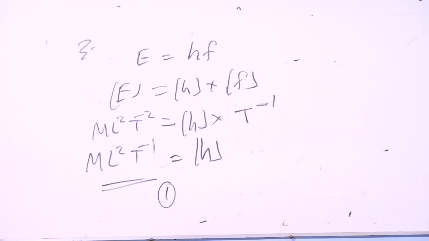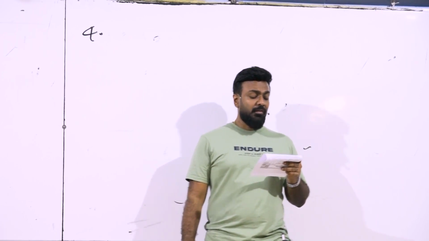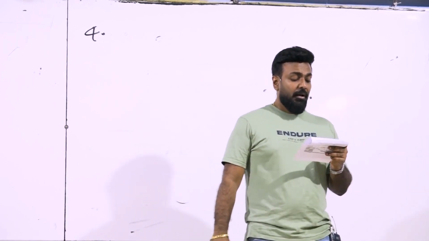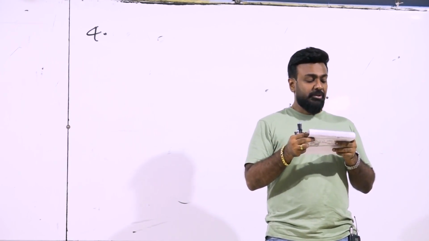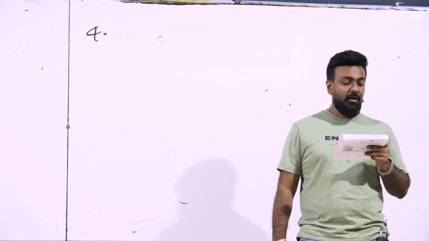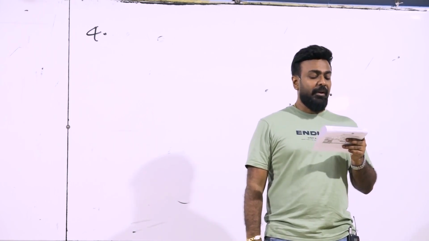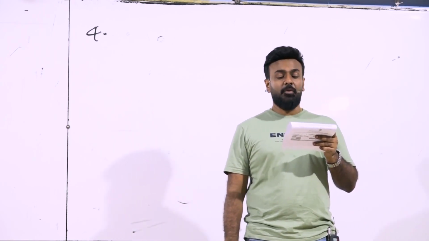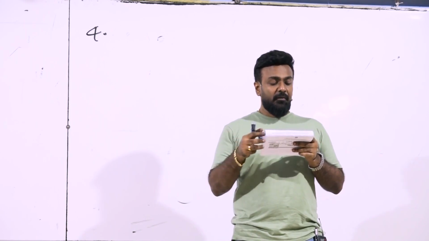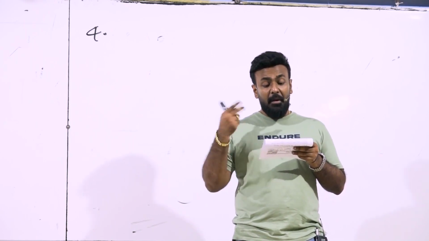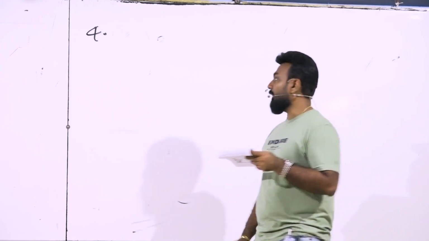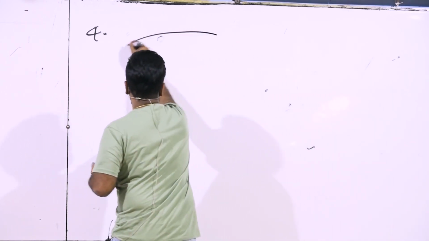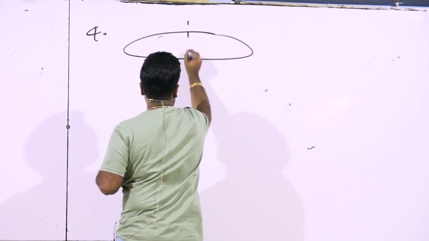Question number 4 now. A small mass is kept on a horizontal circular table which can rotate about a vertical axis passing through the center of the table. The mass starts to slip when the angular velocity of the table becomes omega. If the distance of the mass from the center of the table is doubled, the minimum angular velocity required for the mass to start slipping is? So this is our disk.